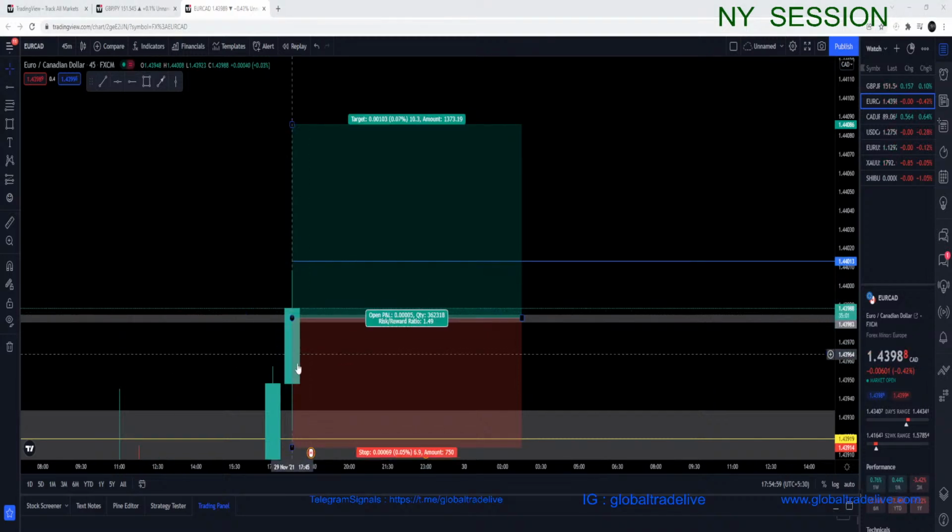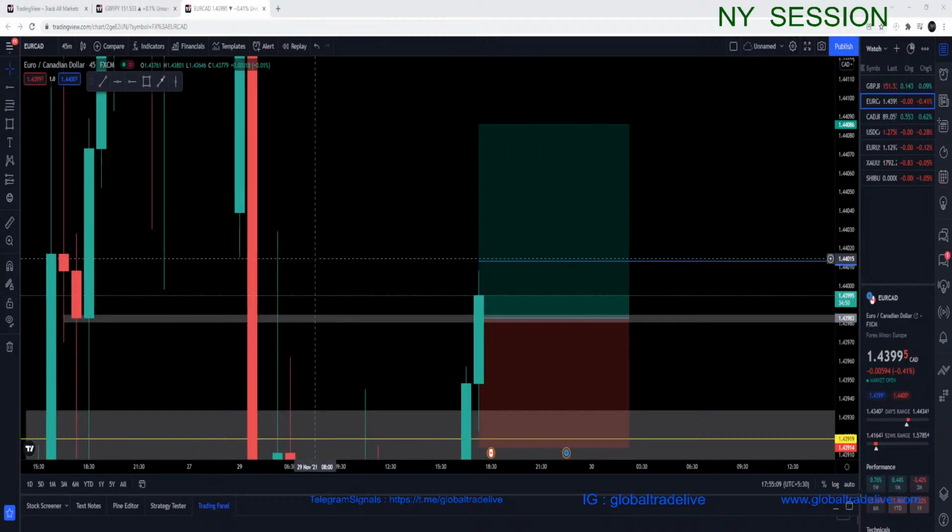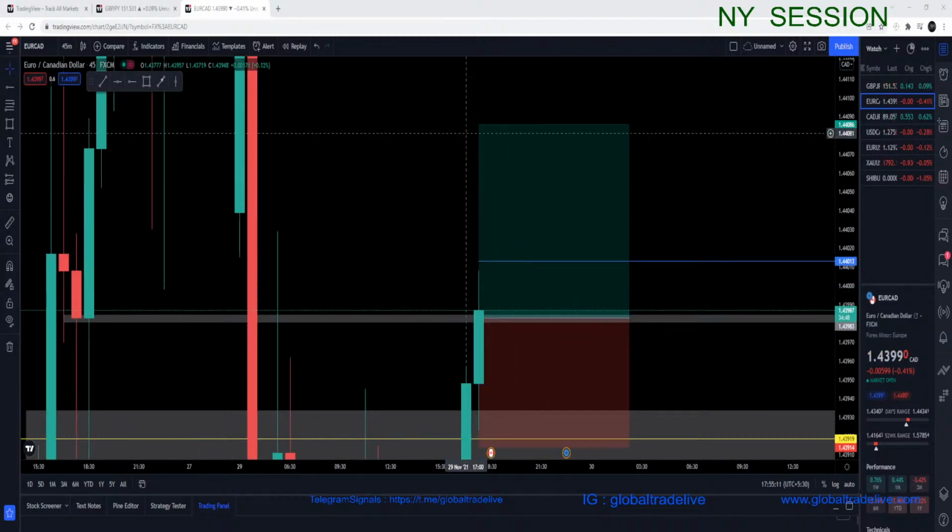Because now this candle went all the way down, but it didn't break its own low. That means bullish pressure is still there. And now if it breaks this level, it should be moving up with volume.